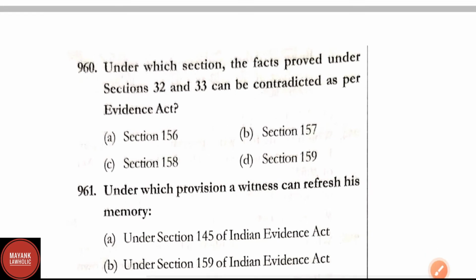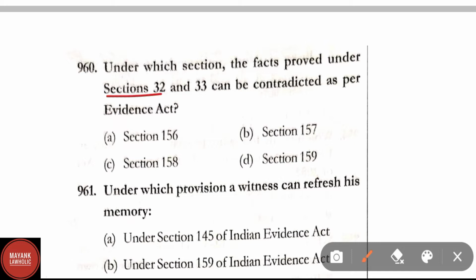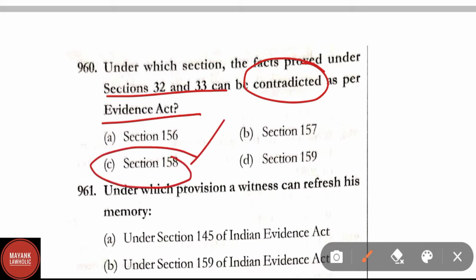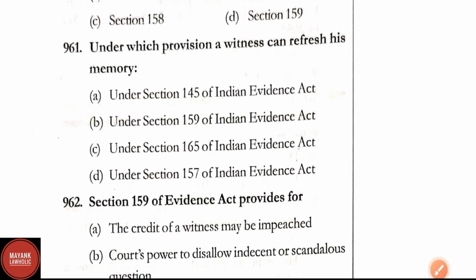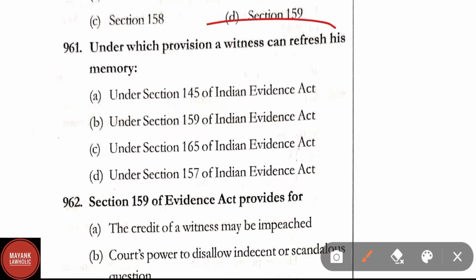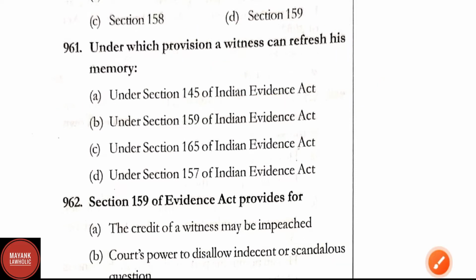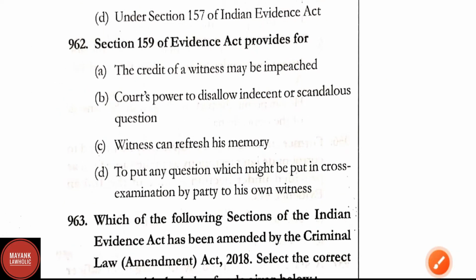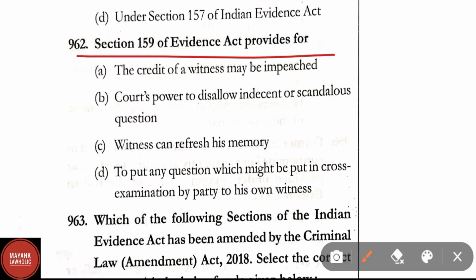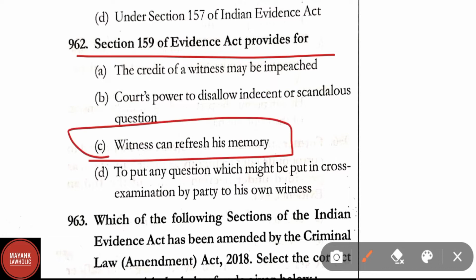Question number 960. Under which section can the facts proved under section 32 and 33 be contradicted as per the Evidence Act? Here correct answer is option C, that is section 158 of the Evidence Act. Question number 961. Under which provision can a witness refresh his memory? Here correct answer is option B. Under section 159 of the Indian Evidence Act, a witness can refresh his memory. Question number 962. Section 159 of the Evidence Act provides for. Here correct answer is option C, that is witness can refresh his memory.